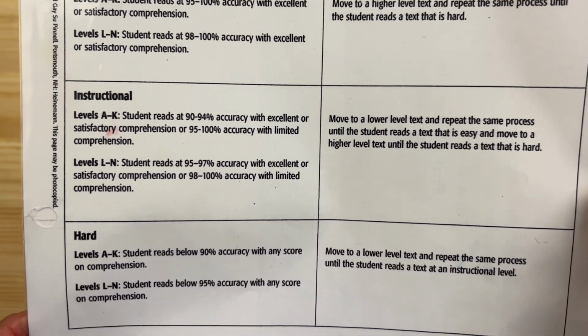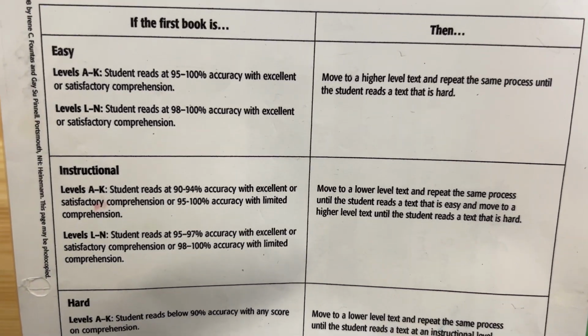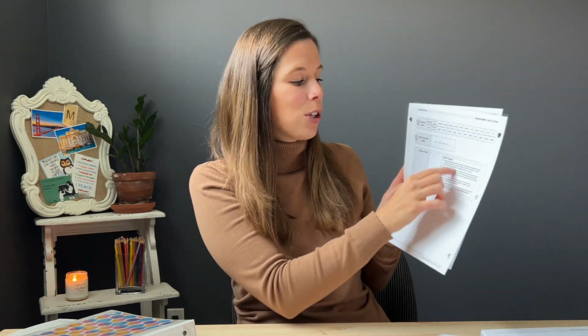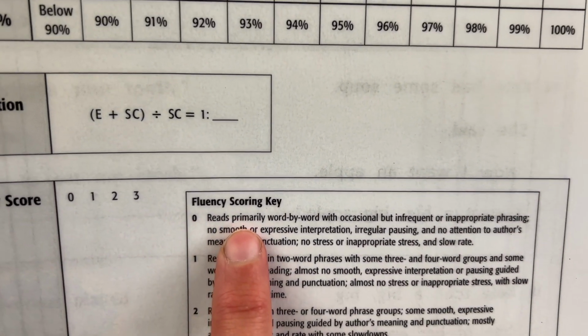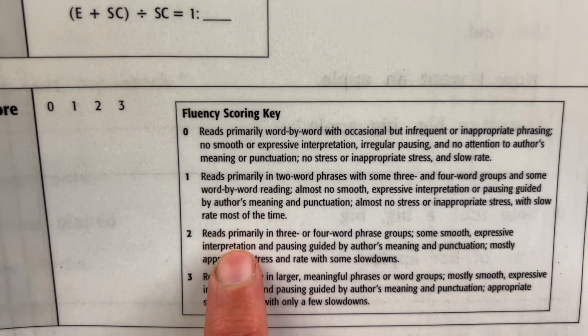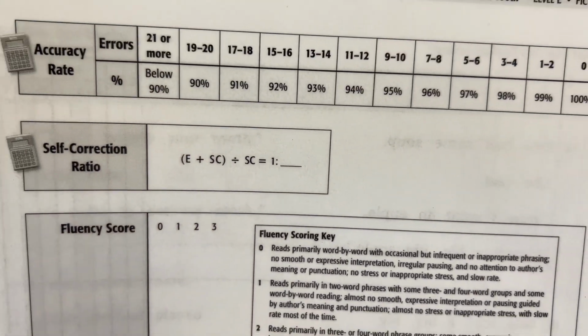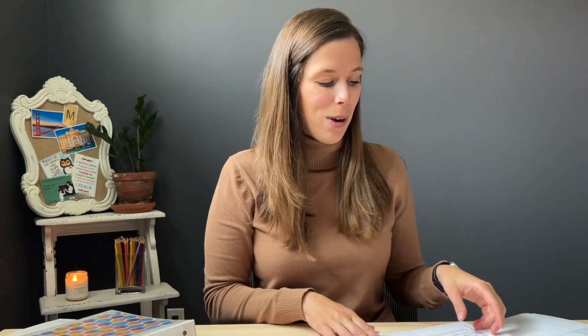Now you can do a self-correction ratio if you want. I don't find that information helpful at all, but fluency is really important to note too. So maybe they have accurate reading, but maybe their fluency isn't that great. There's also a description here of what the fluency means. So if they have a fluency rate of 0, it means they read primarily word by word, right? So it's kind of hard to listen to them read. But I also like to include that information down in my reading binder, and I'll get to that at the very end as well.